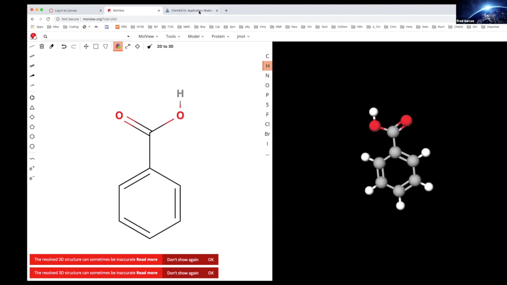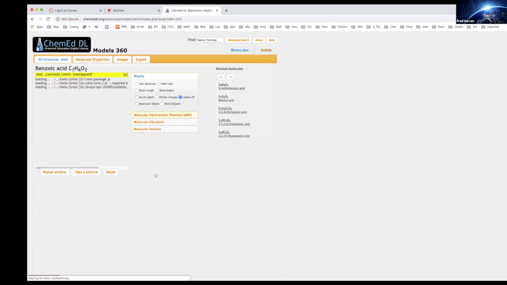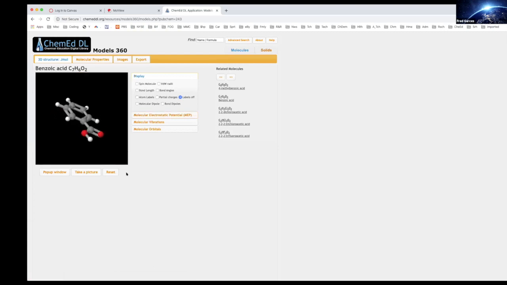So I'm going to another program here called ChemDL. And then I'm just going to put here in this finder benzoic acid. Here it is right here. It's going to find that structure in the library. Here it is right here.